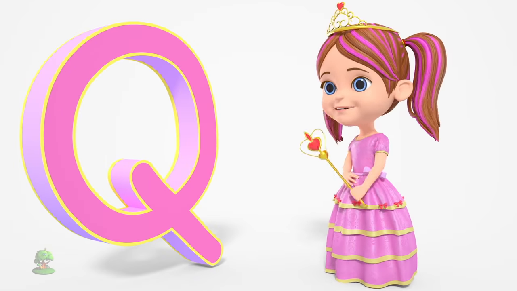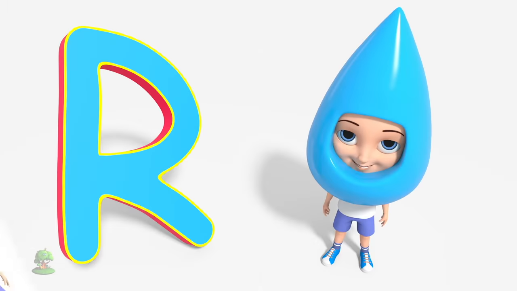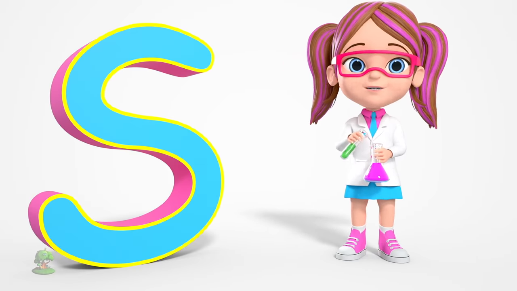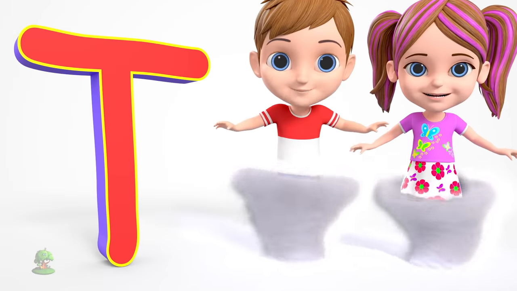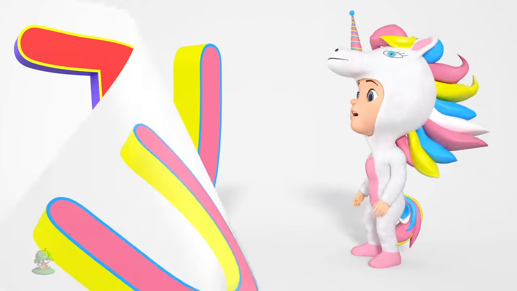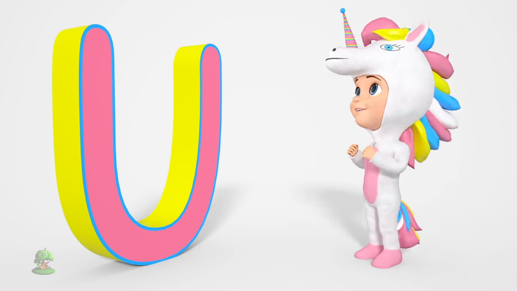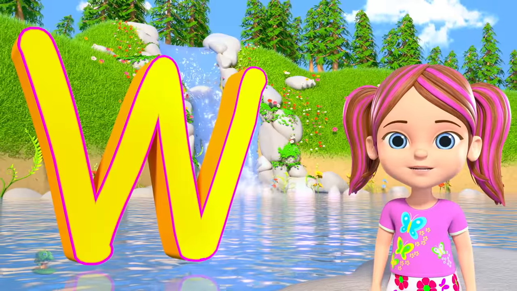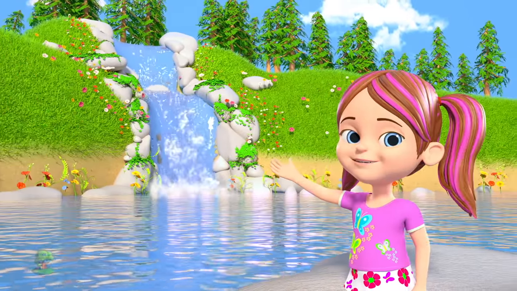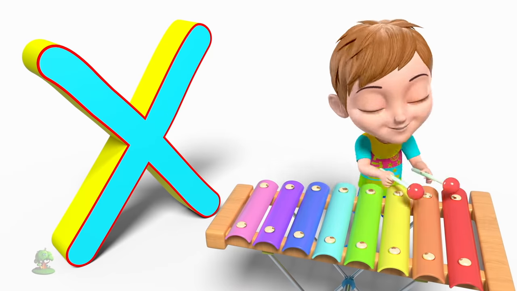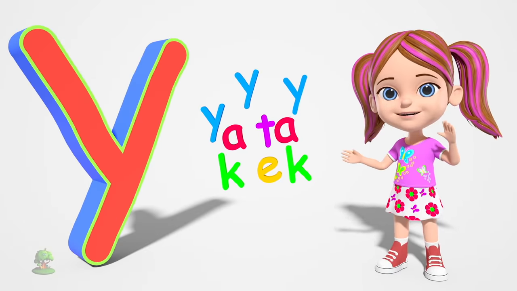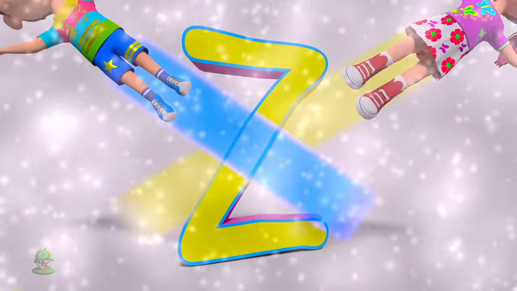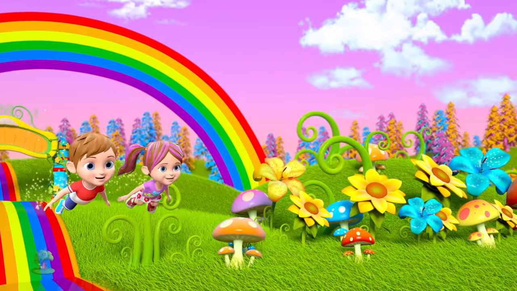Q, I'm the queen of Spain. R, I'm a gentle rain. S, I'm a scientist, look. T, I'm a twin tornado. U, I'm a unicorn. V, I'm a vast volcano. W, a waterfall. X, I'm a xylophone. Y, I'm a yakety yak. Z, let's zigzag home. Fantasy alphabet.